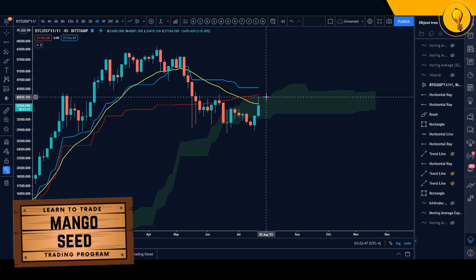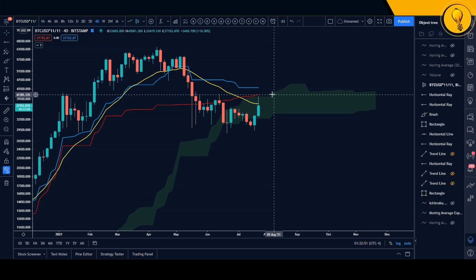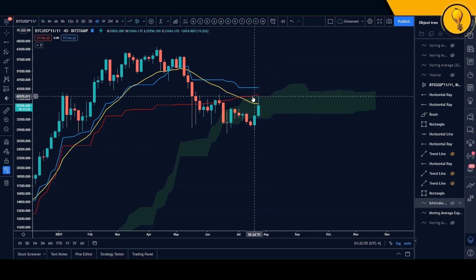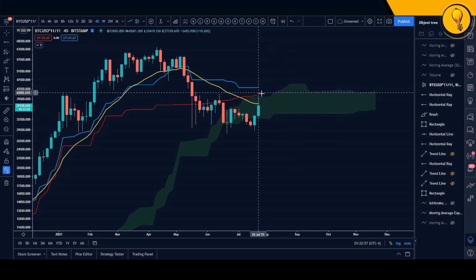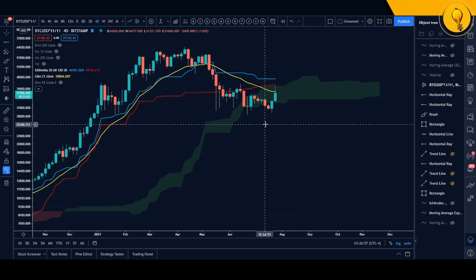Notice, guys, 40k is also a region of resistance on the 4-day time frame. So that region had a lot going for it. The bears had a lot going for them on that 40k region. There was just way too much that came in there. We had the 4-day Kijun as well as top of the cloud. We also had the 12-hour 200 simple moving average, as well as this was a major region of resistance on the daily time frame as well. So there was a lot going for the bears in that region.